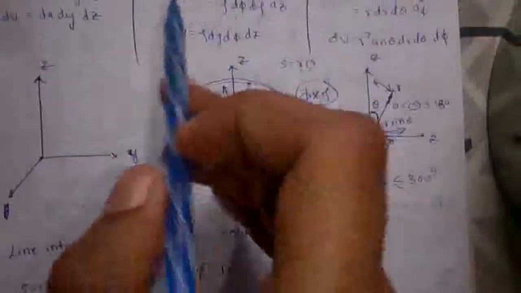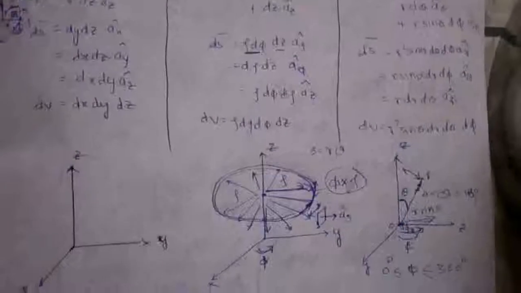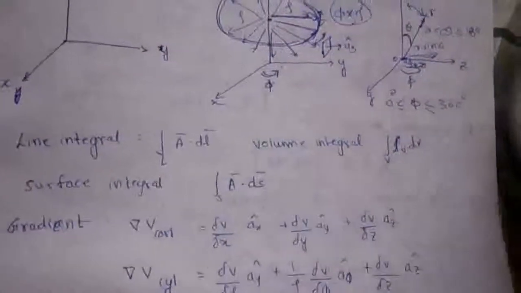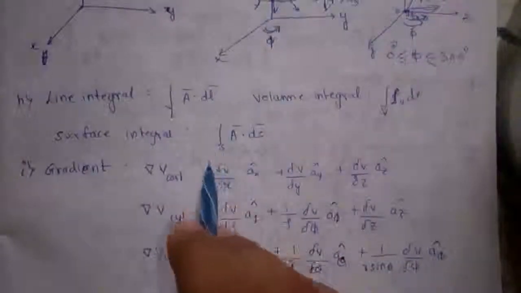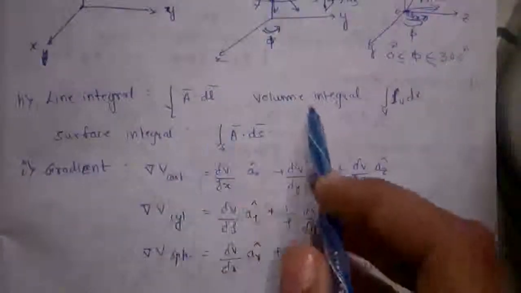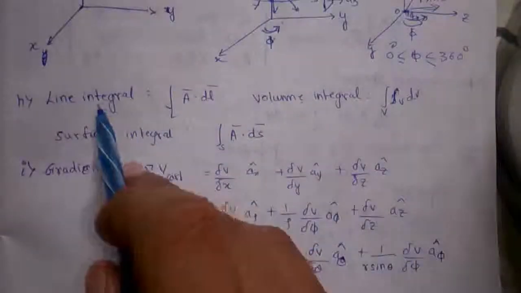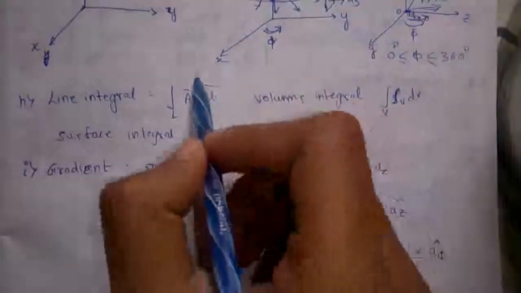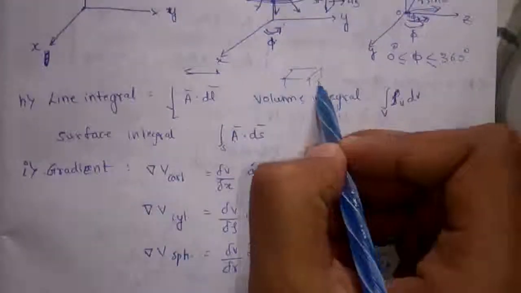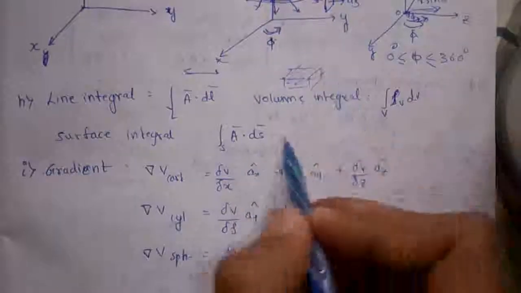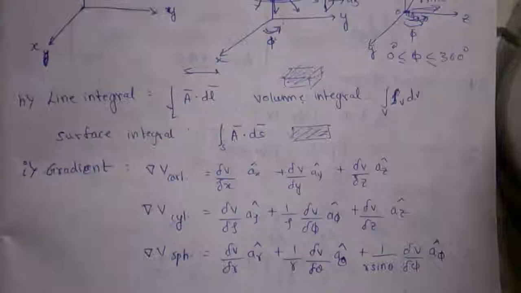ds, dv, dl can be calculated in all coordinate systems from here. Right? I'll be getting the surface integral, that is area over a surface, the volume, and the line length. This is length, volume and surface, right? You get the difference.